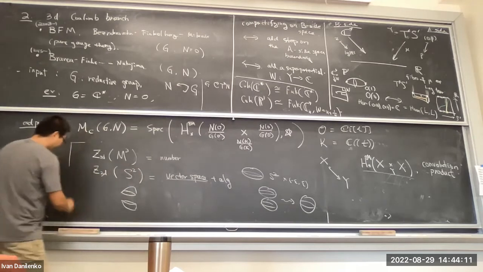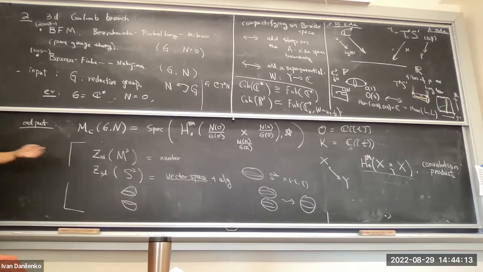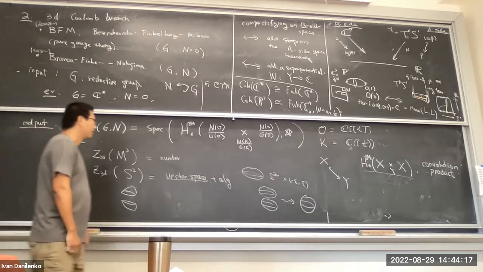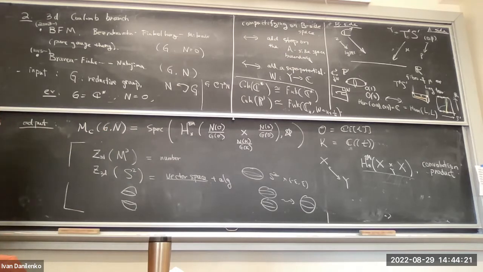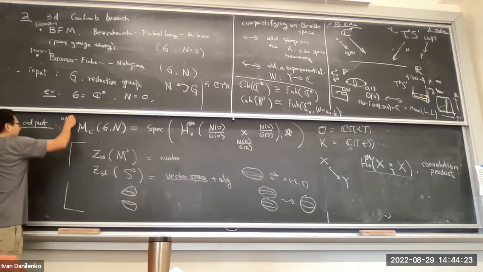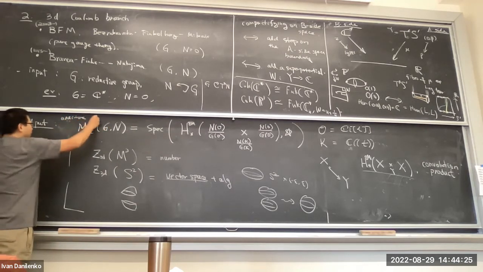disks along the boundary. Okay, so again, I'm not an expert in this TFT story, but this is something that makes sense. So this is the so-called additive Coulomb branch.